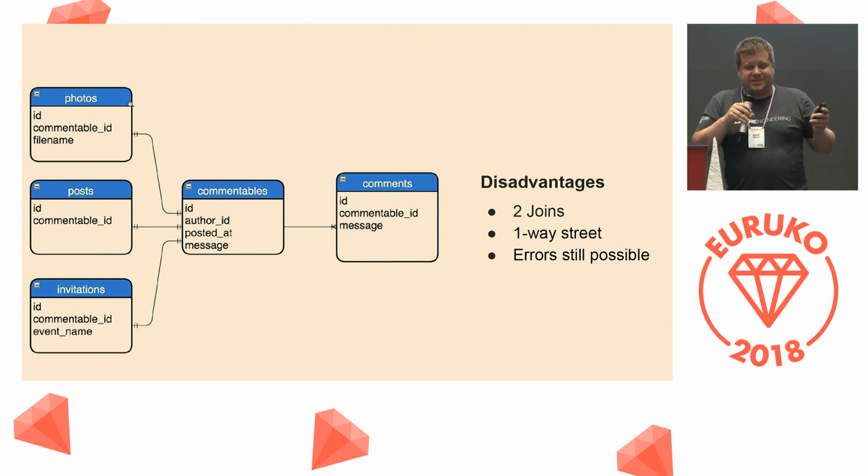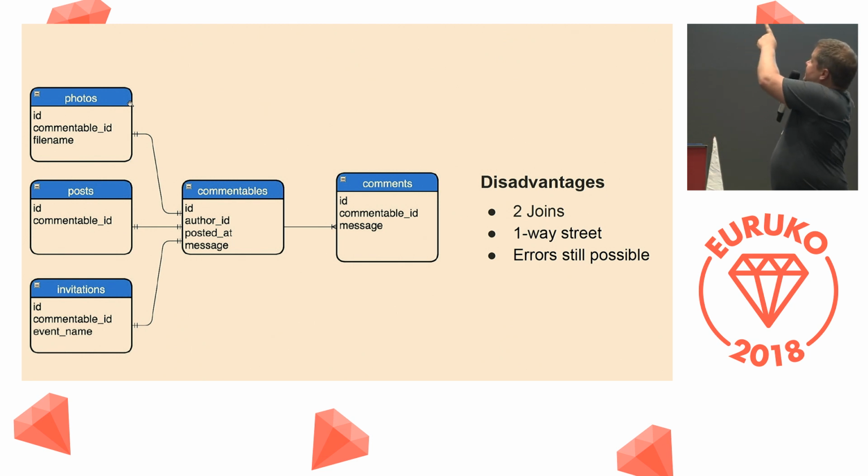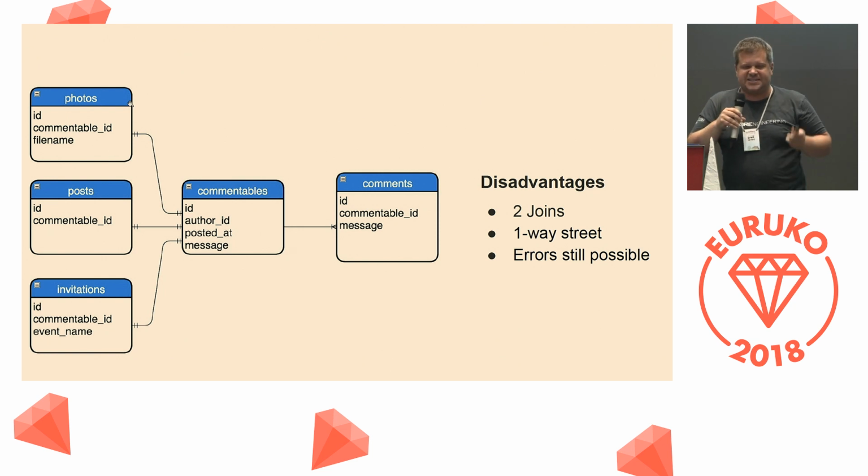Errors are still possible. Does anyone see how you can mess this up? Well, you could have the same commentable ID appear in more than one of these tables on the right, but that'd be a pretty strange bug. It's not likely, so this is in most ways safer.